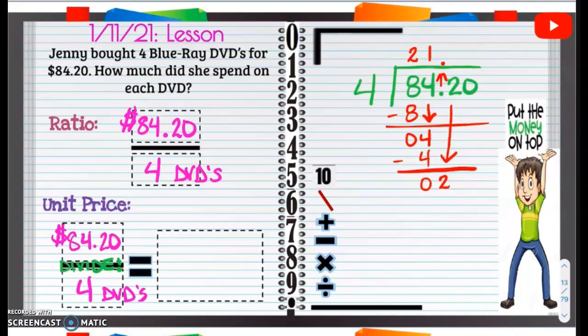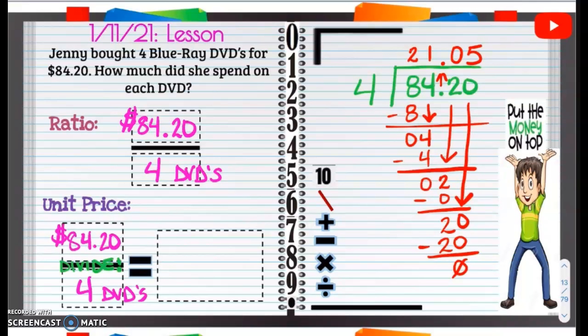Can 4 go into 2? No, it can't. We need to put a 0 here. 4 times 0 is 0. We subtract. 2 minus 0 is 2. Bring the 0 down. Can 4 go into 20? Yes, 5 times. 4 times 5 is 20. We subtract, we get 0. Nothing left to bring down.